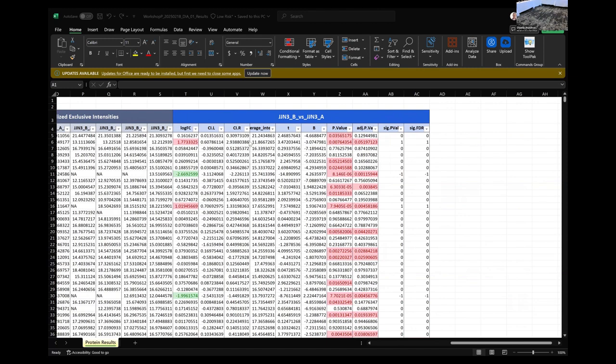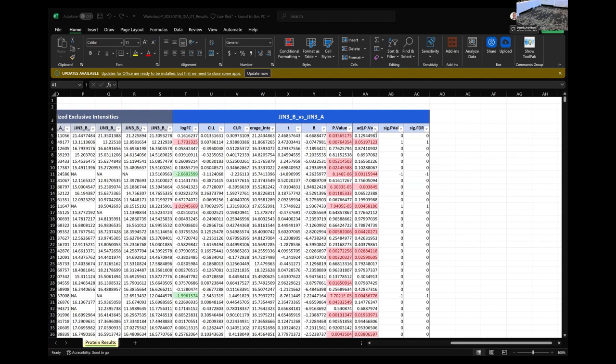So we'll have just one set of statistical values for that, starting with the log fold change, and then you've got the confidence intervals and the average intensity, and then some statistical parameters here, and then you've got your p-value and your adjusted p-value.